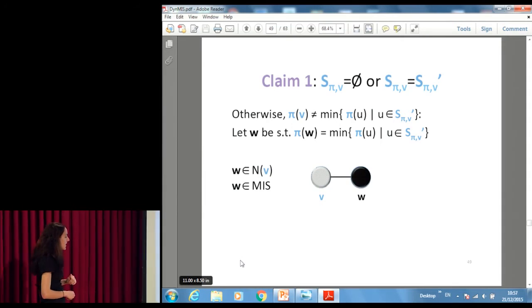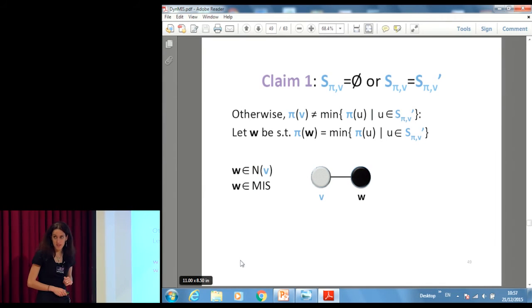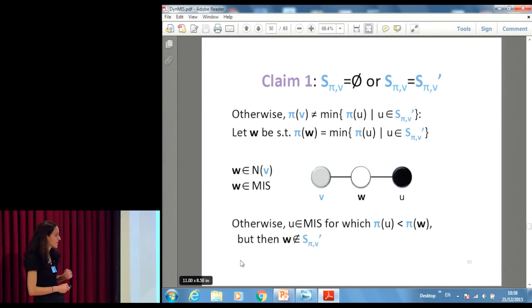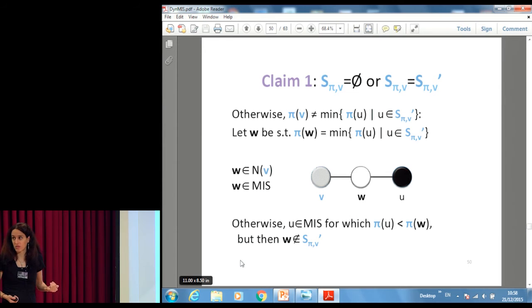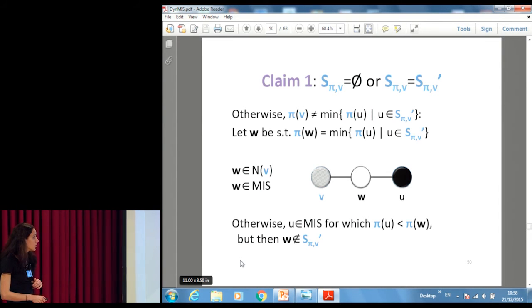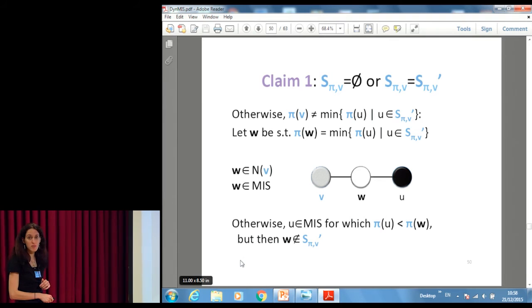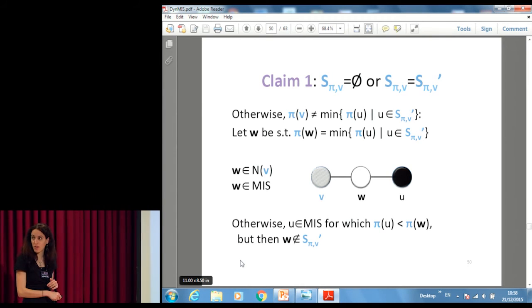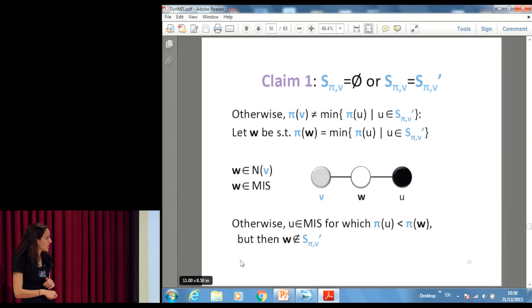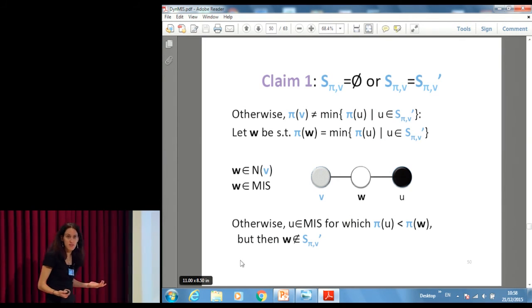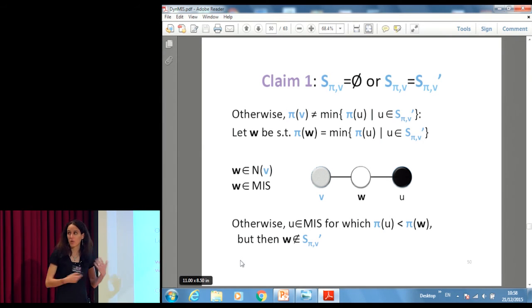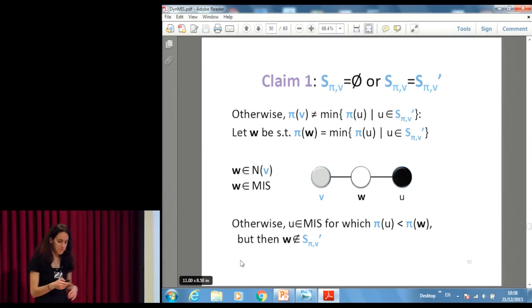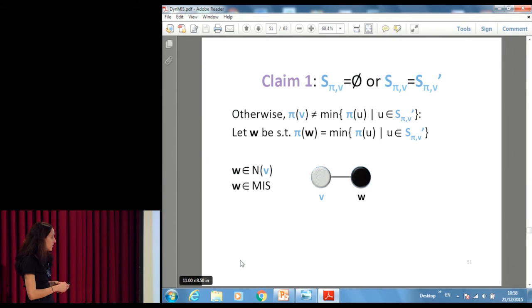Second argument is that W has to be in the MIS. And this is because suppose it wasn't, then it would have a neighbor U that was in the MIS, and U has to have a smaller order for W to be out. But U cannot be a node in S prime because W is the minimal one in S prime. So U is fixed. Even if I change V, U remains in the MIS. And then W remains out of the MIS, even if I change V, because it has U as a lower order node that is in the MIS. Okay, so we have W in the MIS.